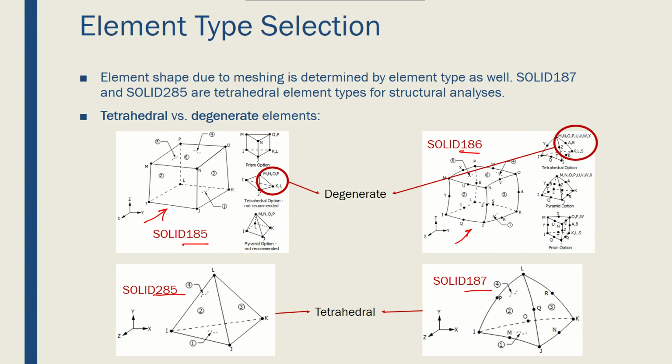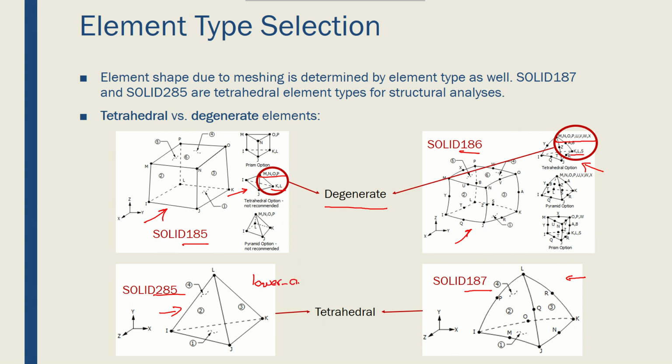However, there's a difference between the tetrahedral element shape of 185 and 285, and also a difference between the tetrahedral element shape of 186 and 187. Because a hexahedron has 8 corners and 185 has 8 nodes, when you use that for a tetrahedral element shape, some of the nodes will fall on top of each other. And the same is true for element type 186, which has 20 nodes by default, whereas a tetrahedral element shape only has 4 corners. As a result, these element shapes will be called degenerate because they have nodes falling on top of each other, whereas element type 285 only has 4 nodes at the 4 corners of the tetrahedron, and that makes it a lower order.